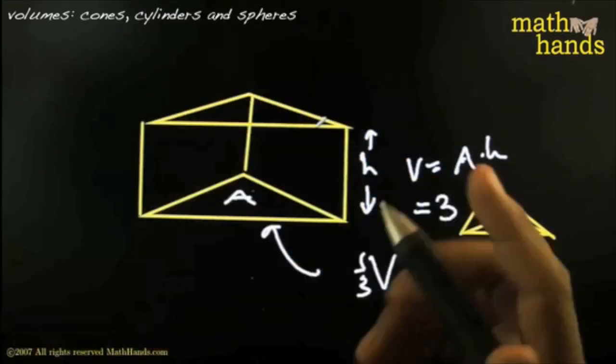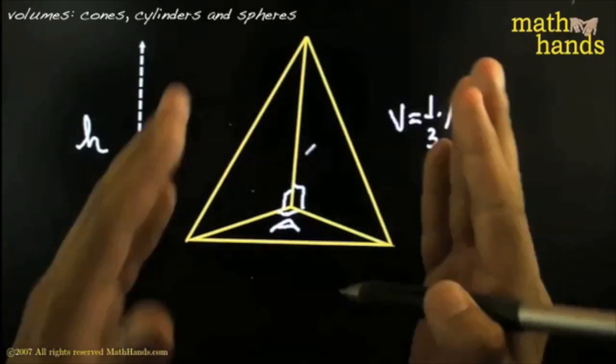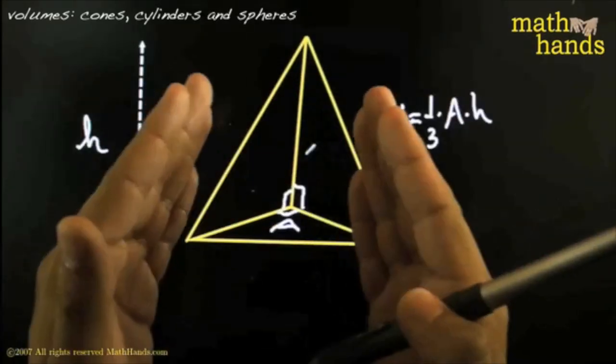Well, they're not exactly 3 of the same shape. Some of them are slanted differently. You take one and you slant it in a different way.